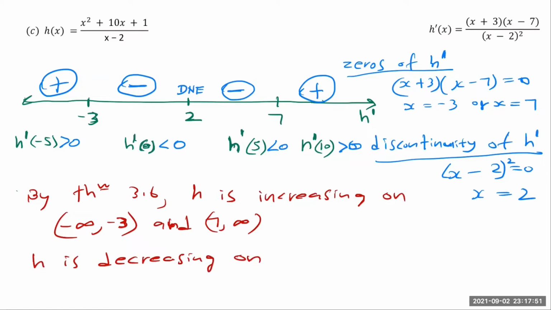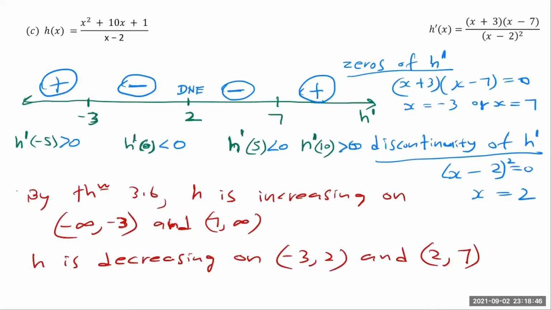And then h is decreasing on -3, 2 and 2, 7. In those two intervals, your function is decreasing. Why is it decreasing? Because the derivative is negative on those intervals. Okay. All right, that completes that example.